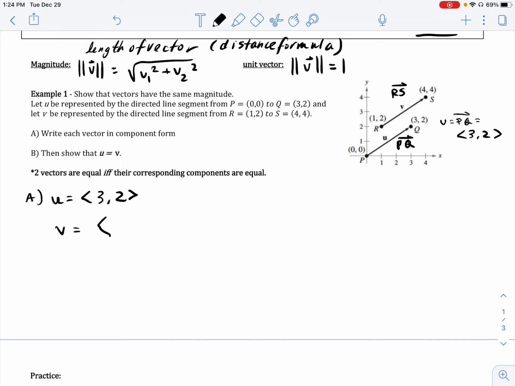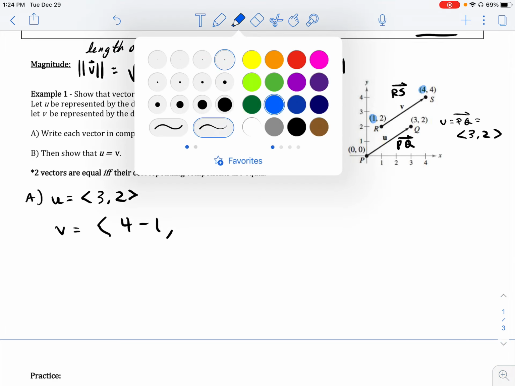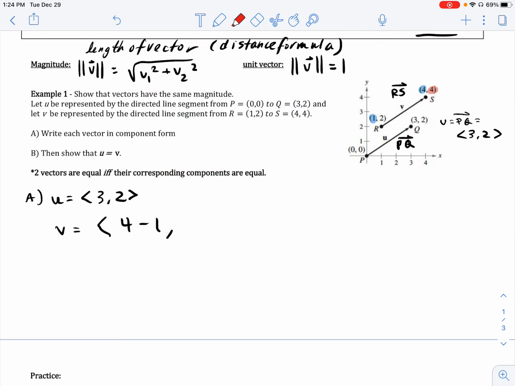So in other words, if we look at 4 and 1 here, we would say 4 minus 1. And then what would be the difference in the y components? 4 minus 2. So we can see that vector v in component form would simply be equal to 3, 2. You'll notice now that both vector u and v have the same component form.